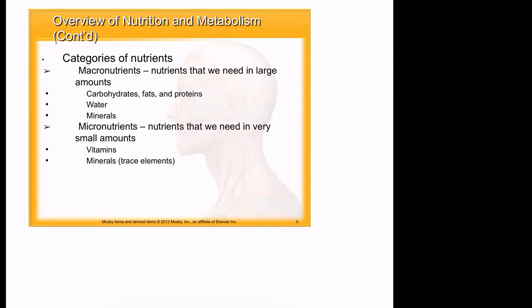They call these macronutrients. You'll hear me refer to them as macromolecules of nutrition. Macronutrients is actually a much more efficient way of saying it, but you'll still hear me say macromolecules of nutrition. The three that everybody agrees upon are carbohydrates, fats, and proteins.